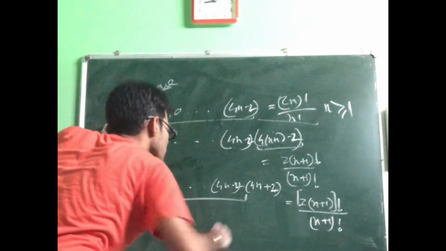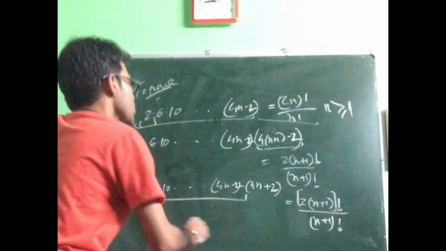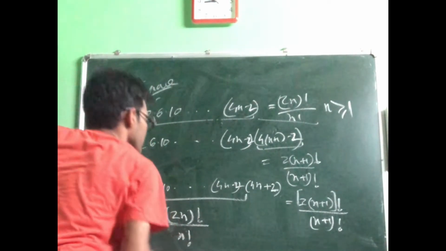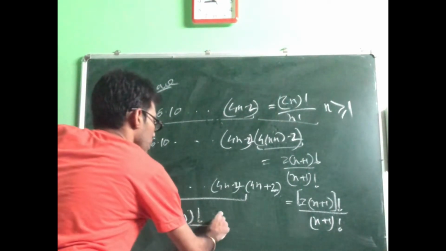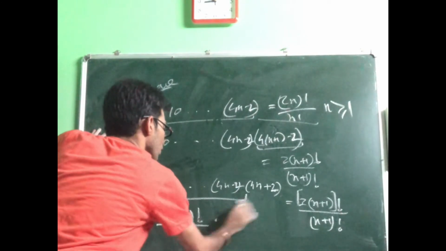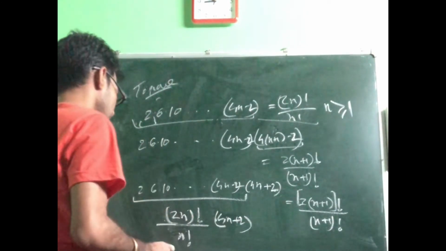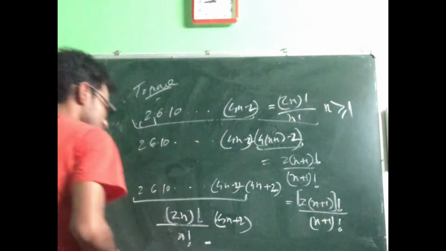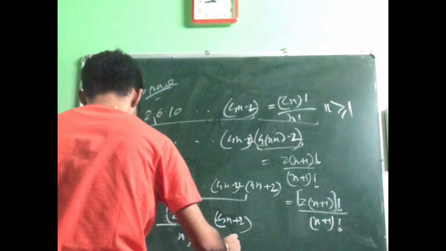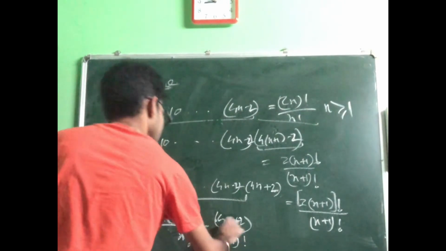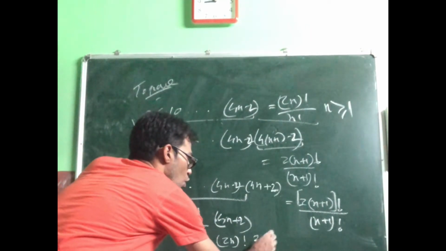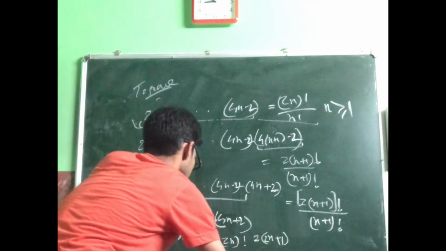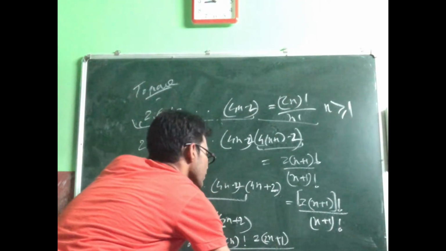So straight away I know this whole thing is equal to 2n factorial by n factorial, so I can straight away replace this with this value, 2n factorial divided by n factorial, multiplied by 4n plus 2. So what exactly is this value? This is 2n factorial, and then here I have 4n plus 2, so maybe I can take the 2 common, so this becomes 2n plus 1, and then the whole thing is divisible by n factorial.